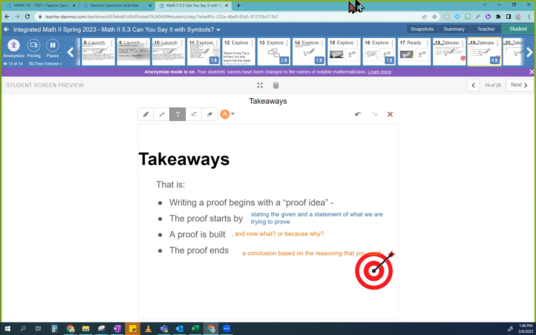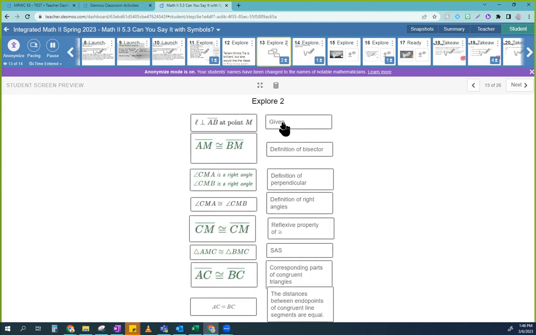So this is how a proof goes. We start with what was given. We end with what they told me to prove. And then these were all steps that made sense in order.